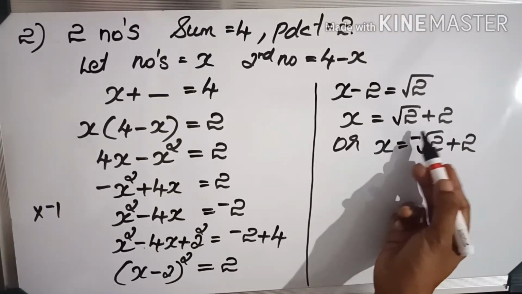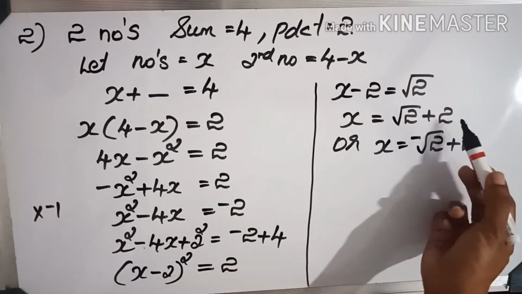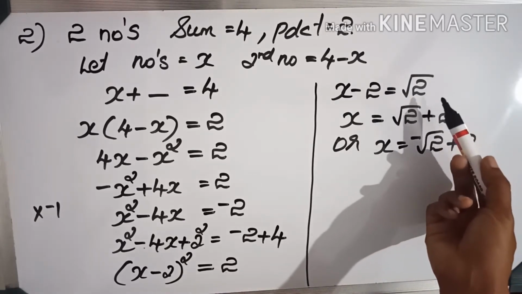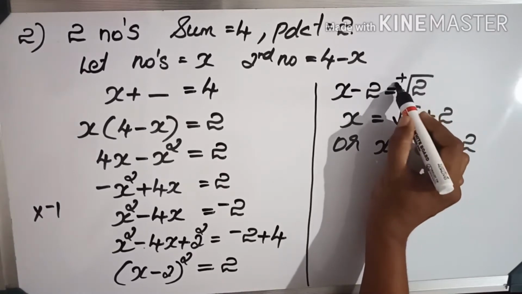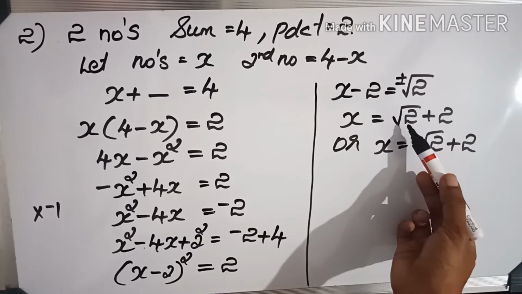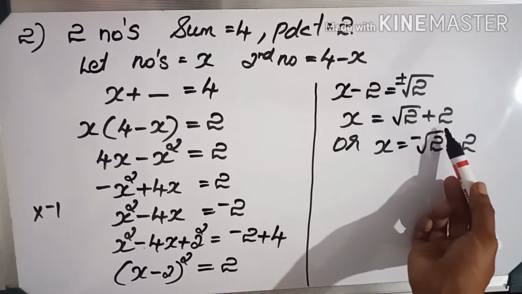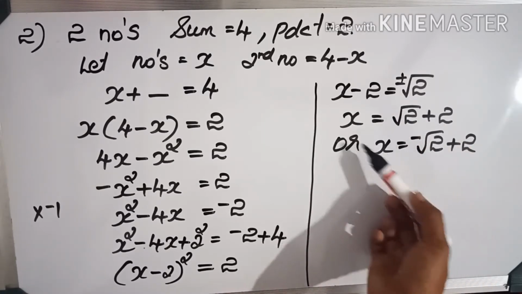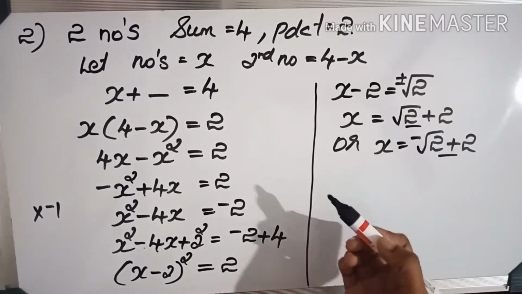Now if x is root 2 plus 2, what will be the second number? The first number can be root 2 plus 2 or minus root 2 plus 2. Here root 2 has no single value, that's why we consider plus or minus root 2. If we consider plus root 2, x will be root 2 plus 2, and if it is minus root 2, then minus root 2 plus 2. These two are the answers for the first number.